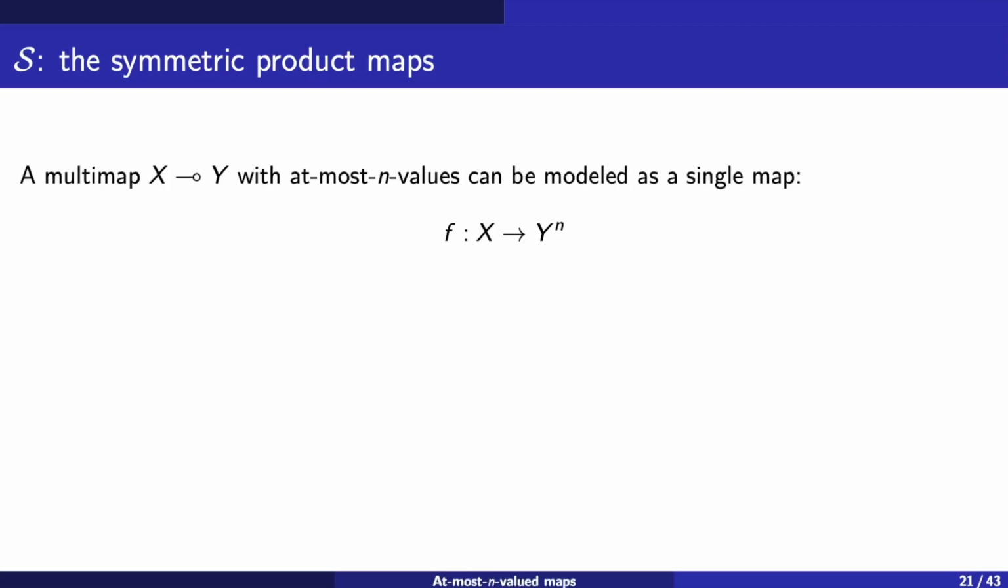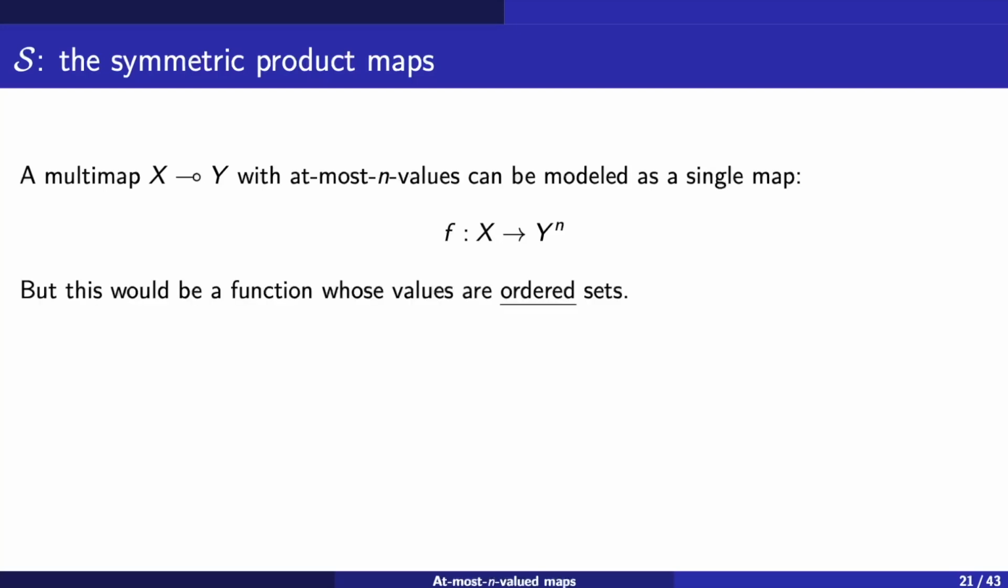So if I tell you, like, I'm imagining a function which has 5 values at all the points, you could just say, well, okay, that's the same. If you're giving me 5 values at every point, that's just the same as mapping from x into y 5 times, right? And so a multi-map with at most n values can be modeled as a single map into here. There is a difference, though, and the difference is the ordering.